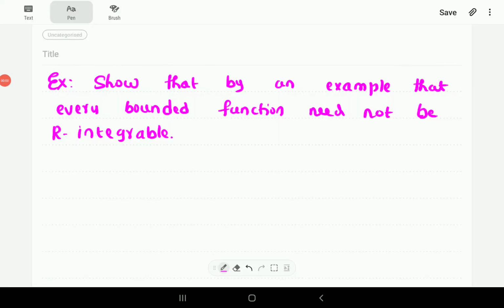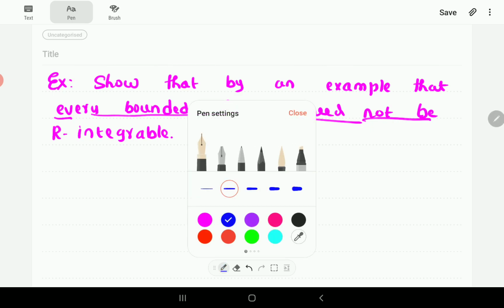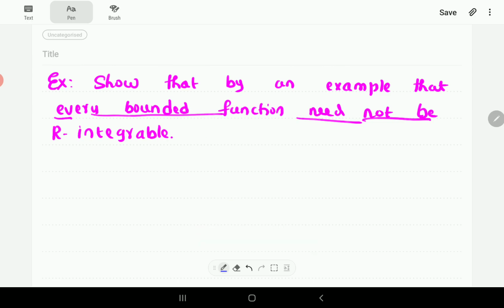We'll continue with the examples. Here in this example, we're showing that every bounded function need not be R integrable. So we know that every integrable function is bounded. So we are showing now that every bounded function need not be R integrable, with the help of an example. So let us start with the example.